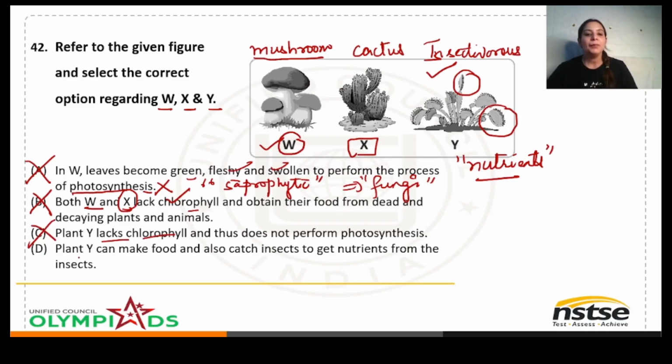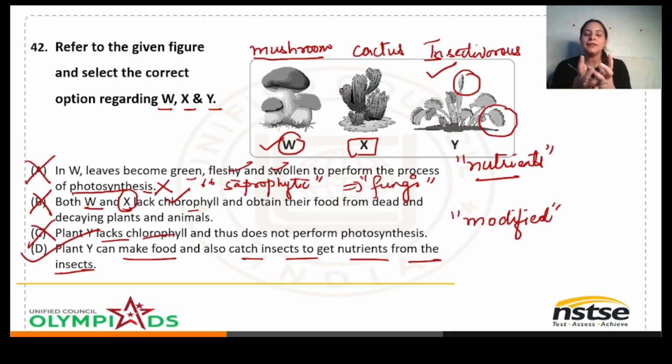Option D says plant Y can make food and also catch insects to get nutrients from the insects. So this is correct, because we know that in all the insectivorous plants, their leaves are modified so that they can trap the insects. Once they trap, they secrete digestive juices to digest them, and by digesting the insects, they obtain the nutrients from the insects. So that means which statement is correct? Option D is correct.